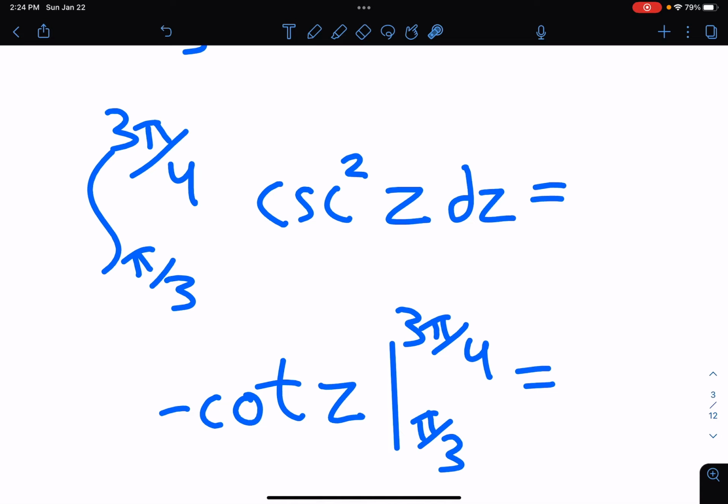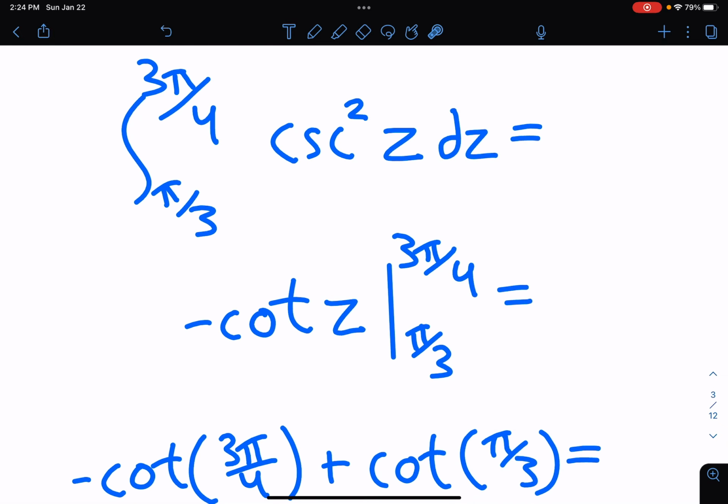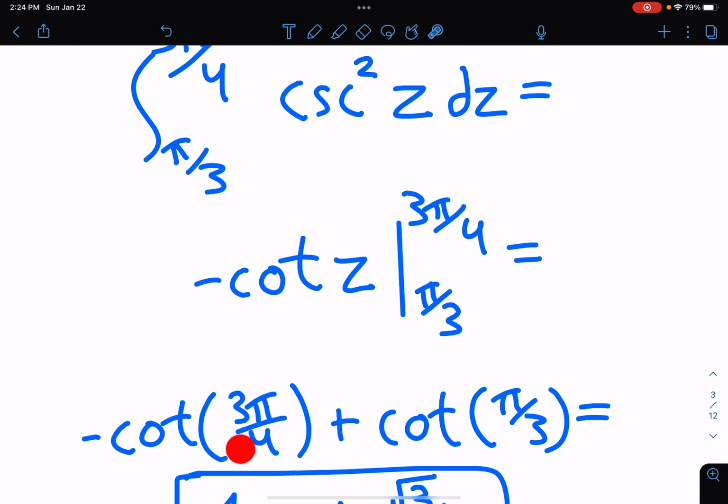And now this is a definite integral, so plug in my values. So this is negative cotangent of 3 pi over 4 minus minus, that's where the plus comes from, cotangent of pi over 3. And now it's everyone's favorite game, name that unit circle value.